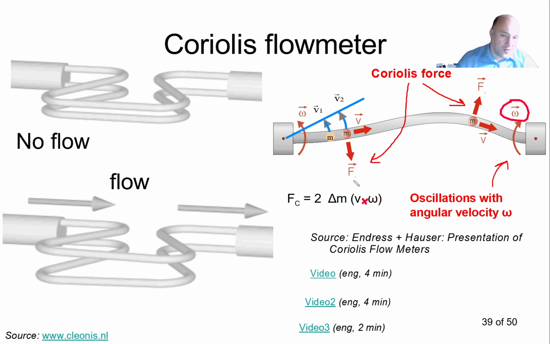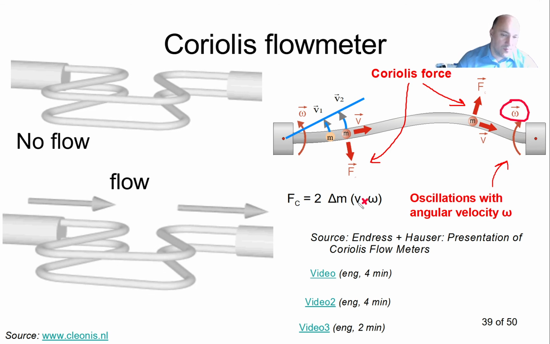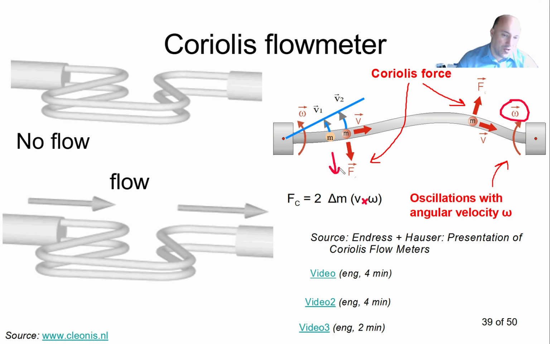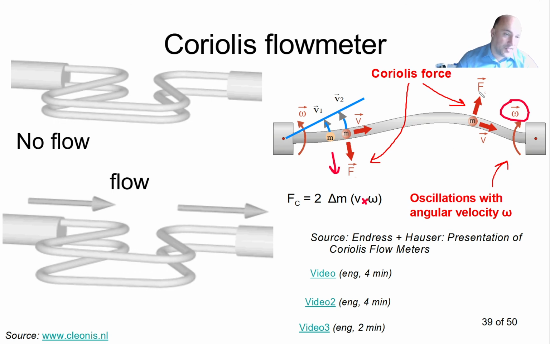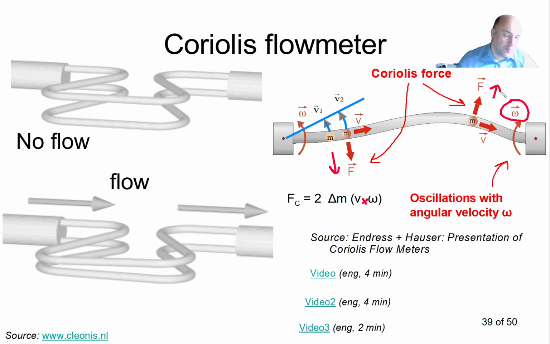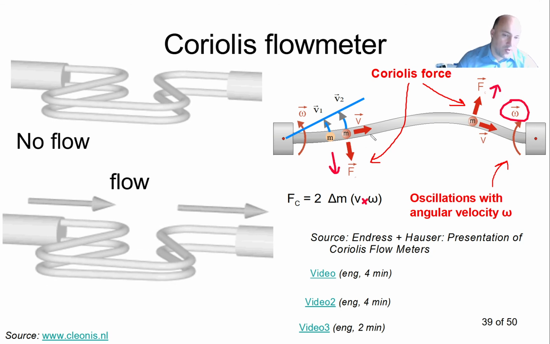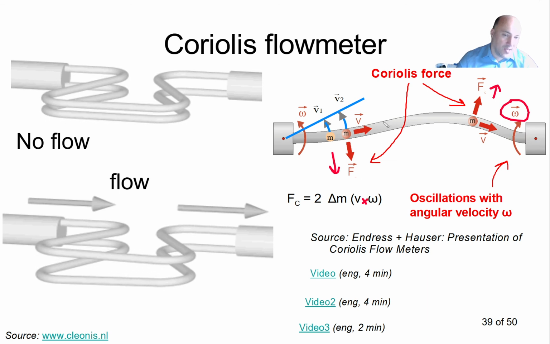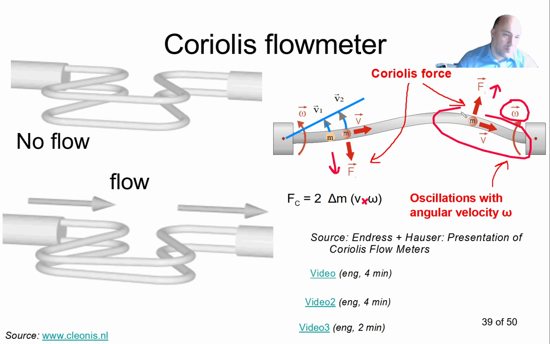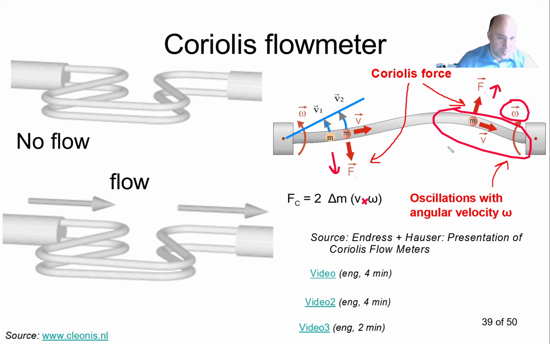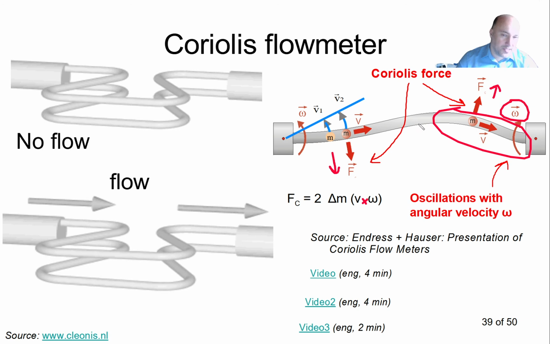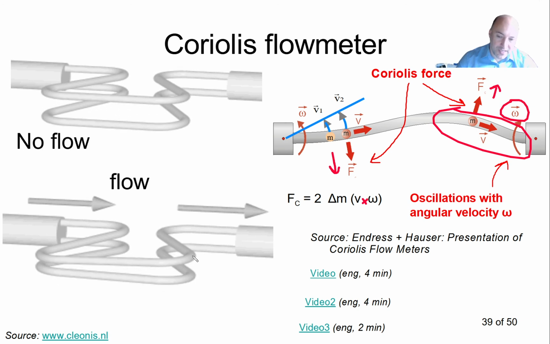As soon as we have some non-zero flow, we will see some Coriolis force acting at this section of the pipe, and the same, but with different sign, will be acting at this section of the pipe. So we have one Coriolis force that goes down at the left section, and one Coriolis force that goes up in this section of my pipe. So this will create an additional twisting on this tube. And we can see the twisting here.